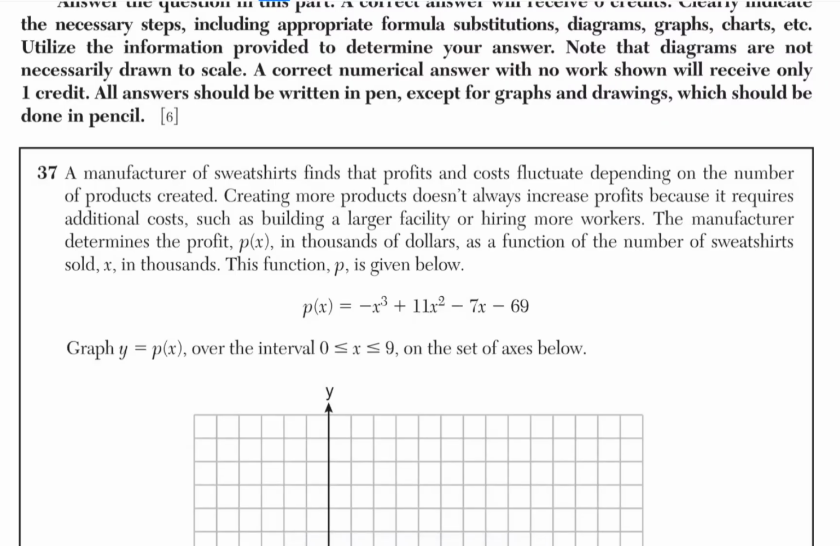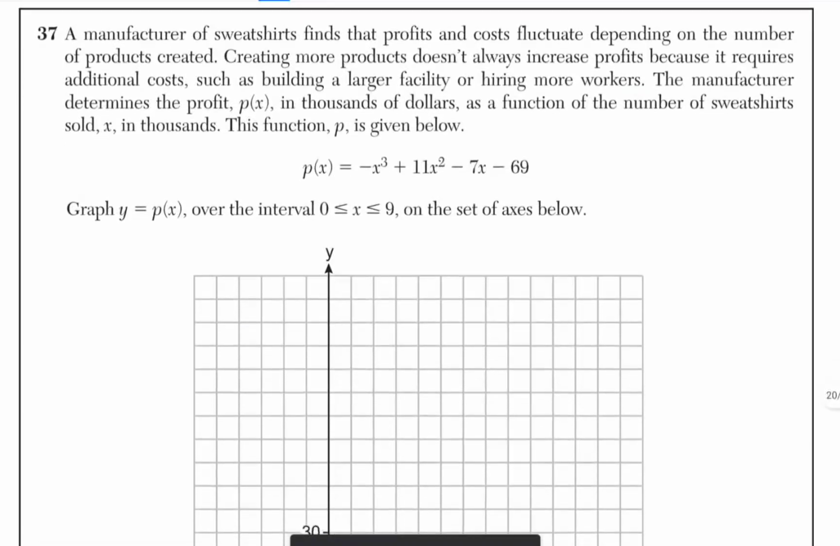Now time for our last question. Question 37, which is worth 6 points. So, a manufacturer of sweatshirts finds that profits and costs fluctuate depending on the number of products created. Creating more products doesn't always increase profits because it requires additional costs such as building a larger facility or hiring more workers. The manufacturer determines the profits, P(x), in thousands of dollars as a function of the number of shirts sold, x, in thousands. The function P is shown below.